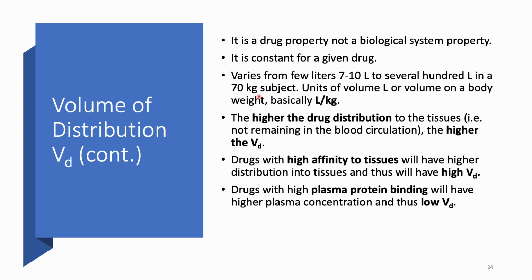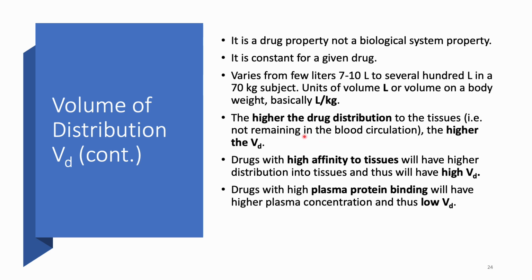So in general, the volume of distribution is not a biological value based on the anatomy of the body. It is constant for a given drug. Some drugs have a small volume of distribution, some have a large one. Some drugs have less than 1 liter, some can have 7 to 10 liters, and some even have hundreds of liters. It depends on the property of the drug. The unit of volume of distribution is usually liter or liter per kilogram.